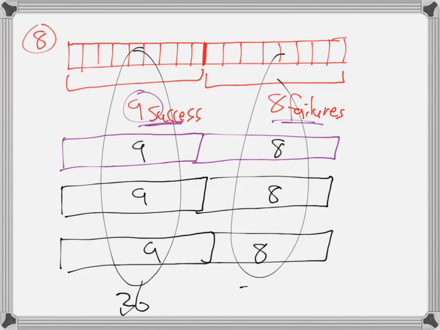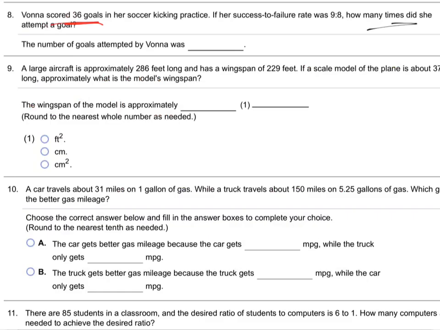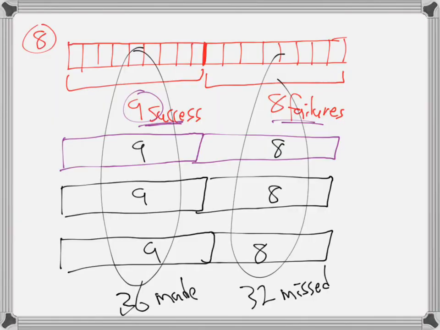And then, what would that be? 32? 4 times 8, 32 failures. So 36 she made, 32 she missed. And what is their question? Now, I don't know what their question is. What is their question? How many times did she attempt? You just add them up. 36 plus 32. Now, this is probably not the way Cammie did it for sure. I know that's long. I know that's totally long.